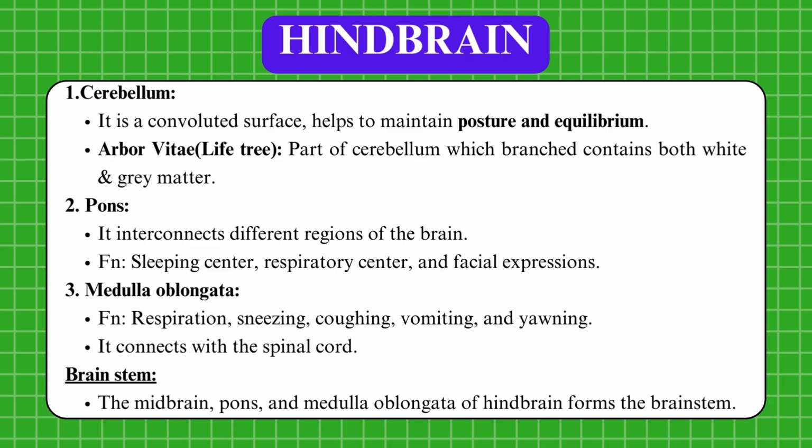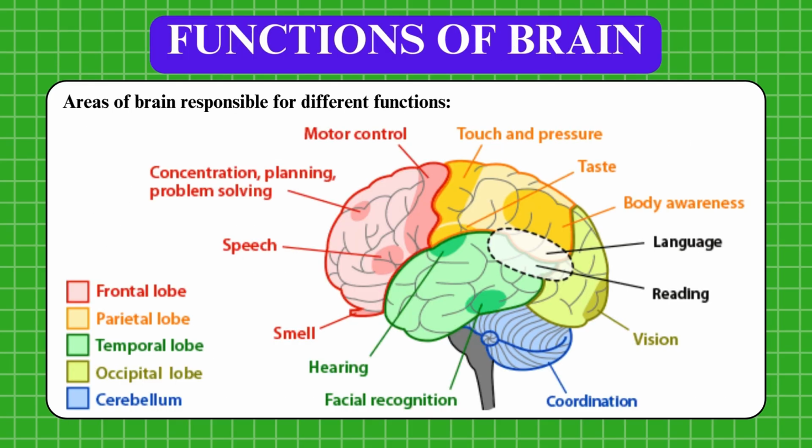Brain stem. The midbrain, pons, and medulla oblongata of hindbrain form the brainstem. Let's learn about the different areas of brain responsible for different functions. First, frontal lobe. In frontal lobe, area No. 1 is responsible for smell, 2. Speech, 3. Concentration, planning, and problem solving, i.e., thinking. Fourth one is motor. So, the frontal lobe includes 4 functions.